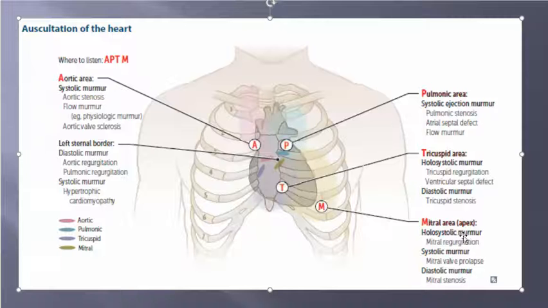This will be the mitral area, the apex. This is the apex here on this corner. This is the holosystolic murmur. This deals with the mitral regurgitation. The systolic murmur is the mitral valve prolapse, and the diastolic murmur is the mitral stenosis. Okay.